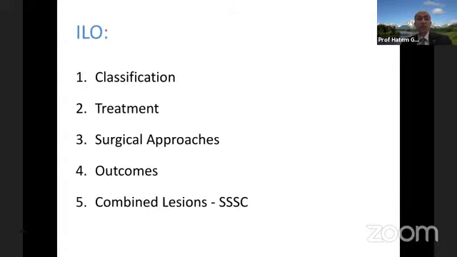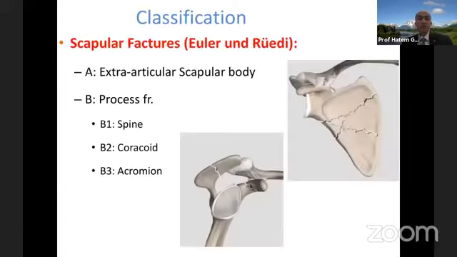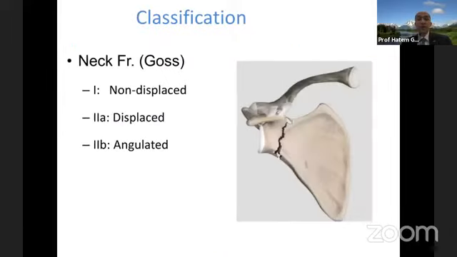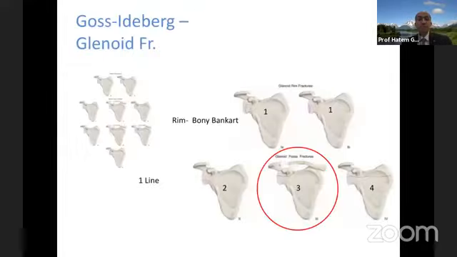So we're going to talk about the classification, the treatment indication, approaches, outcomes, but also talk about combined injuries of the scapula. When we talk about the classification, the older classifications divided them into extra-articular scapular body and then process fractures. Then Goss also described the neck fractures, whether displaced, undisplaced, or angulated. But then Ideberg came and started to classify the actual glenoid fractures.